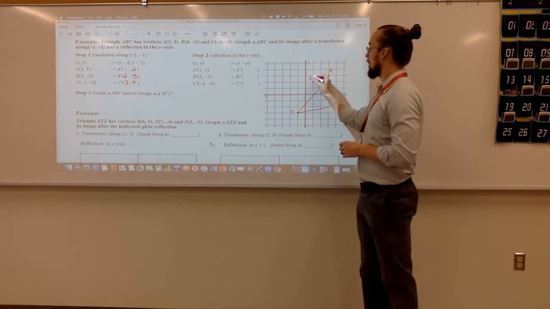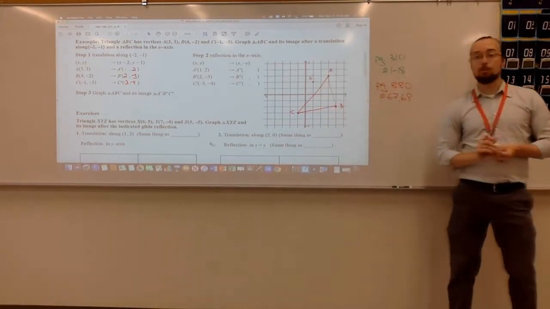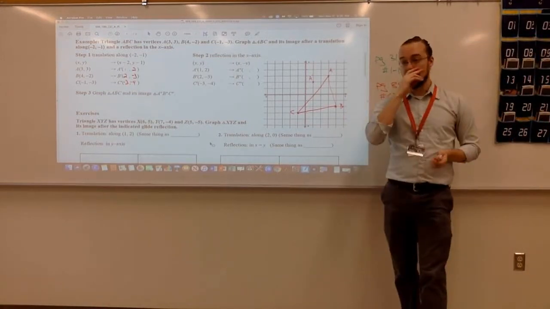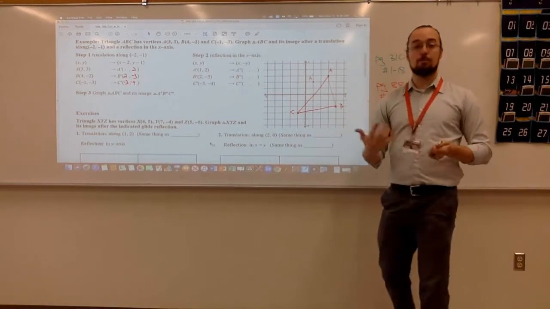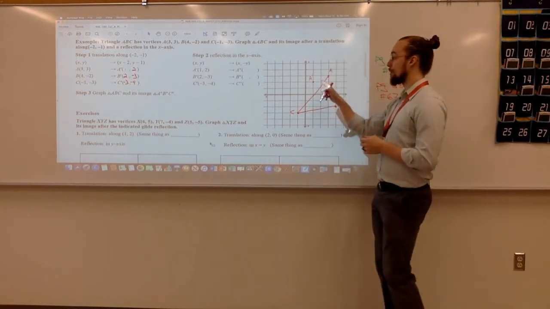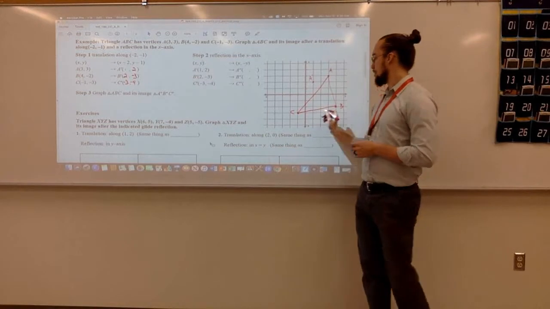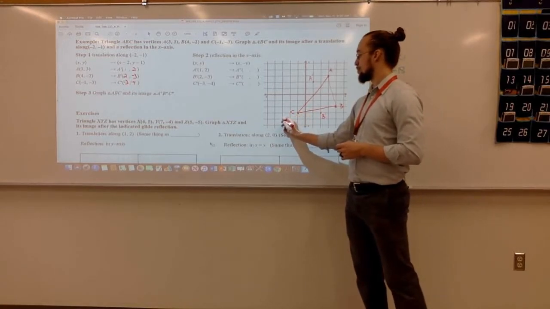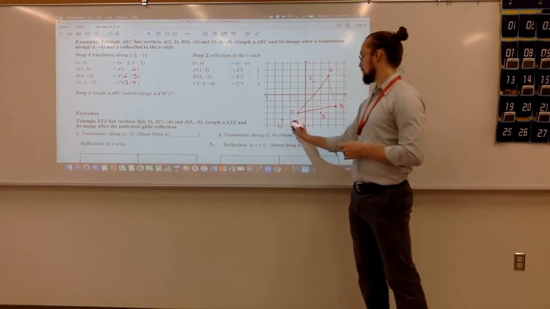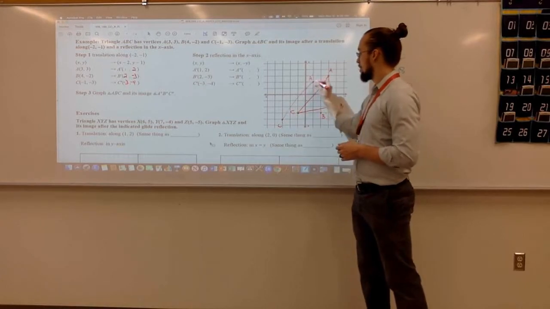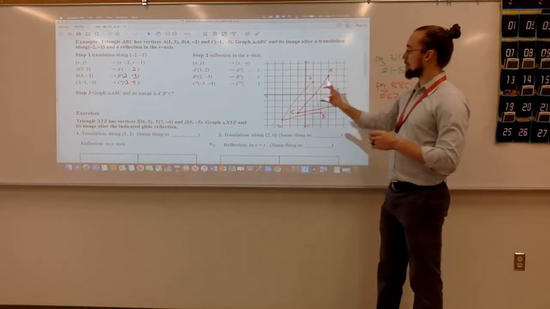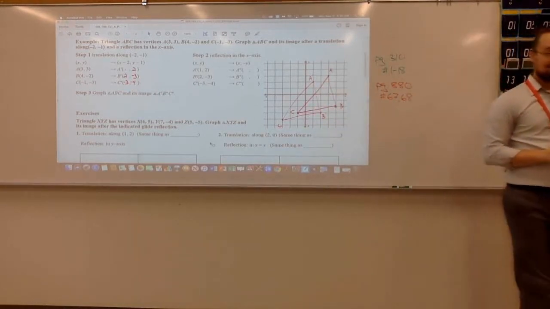Now, when we have multiple things on a graph, especially now, we're going to end up with 3 different triangles on the graph. We need to make sure that we're labeling our points. That's very important. So A prime will be here, B prime, left 2, down 1 will be here, and C prime will be here. So this is what my triangle looks like, shifted left 2, down 1.